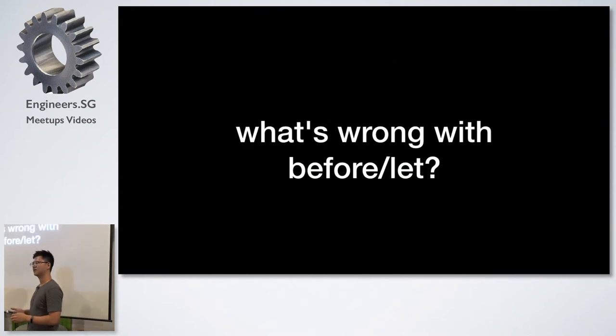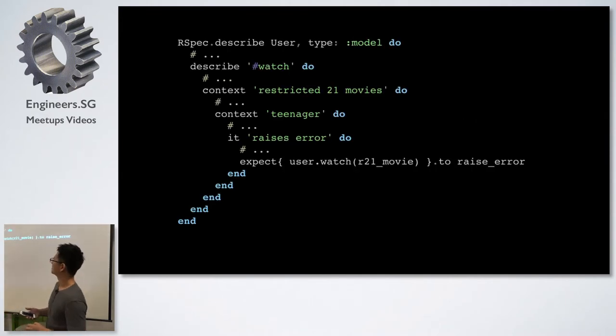So that brings us to the next question, which is, what's wrong with before and let? Let me give you an example. Let's say you're assigned to a new project, a project which you've never been part of before, and you are helping them to overcome the problem of how to maintain code. Your first ticket is to investigate a bug where somehow a teenager is able to watch an R21 movie. So you look into it and you realize there's actually one test case to capture this scenario.